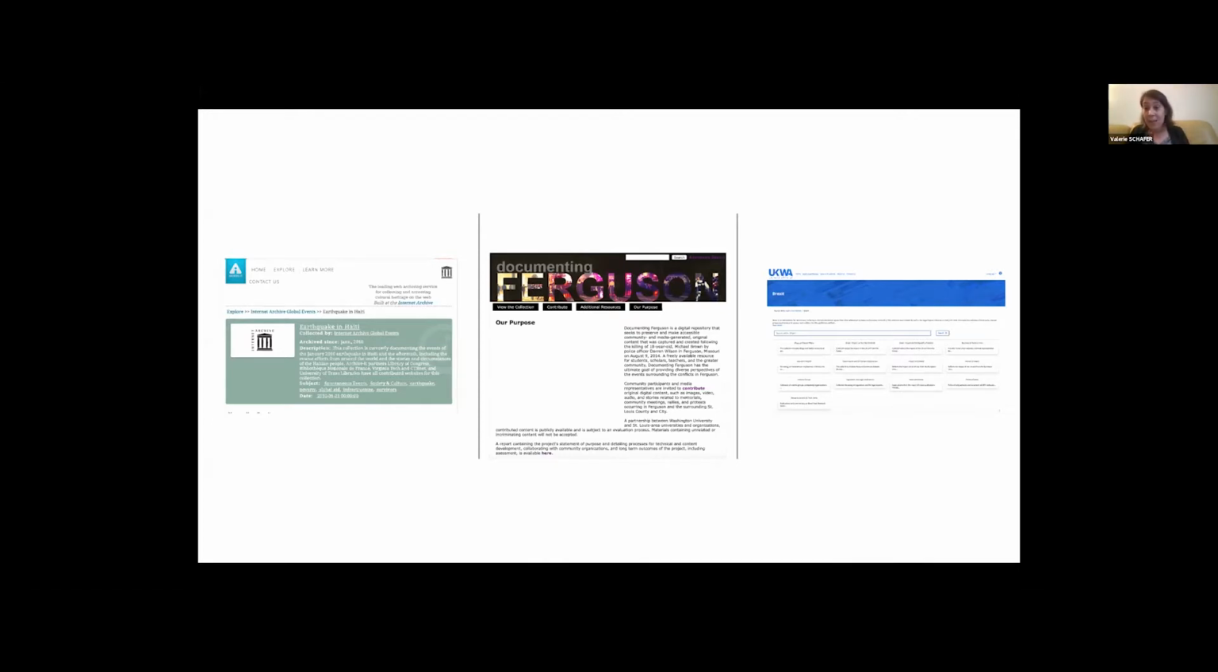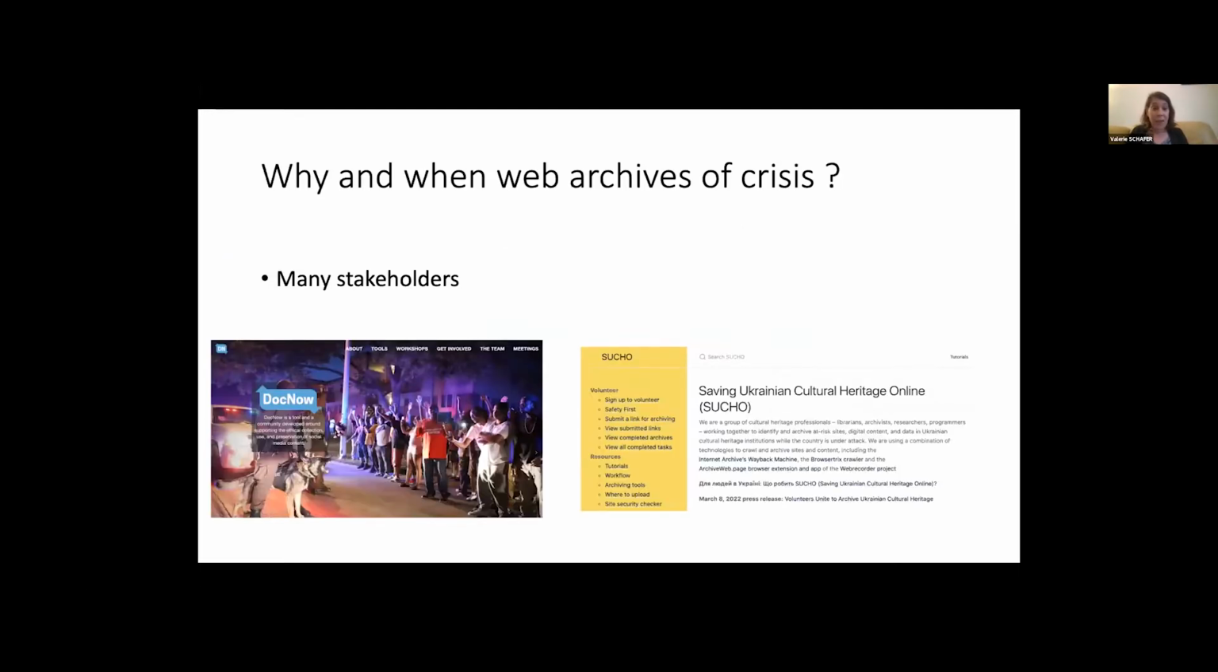Documenting Ferguson, it was universities and associations, while the UK Web Archives is, of course, a national initiative, which is also led by the British Library and by official stakeholders within the area of heritagization. And here, two examples: DocNow, which was related to the Ferguson movement and Black Lives Matter with George Floyd and others. They continue to archive social networks, as well as born digital heritage. And a recent one is SUCHO, unfortunately, Saving Ukrainian Cultural Heritage, which is more related to cultural heritage, and is led by cultural heritage professionals, librarians, and others that reacted very quickly after the beginning of the war, seeing that the cultural heritage was, of course, at risk.